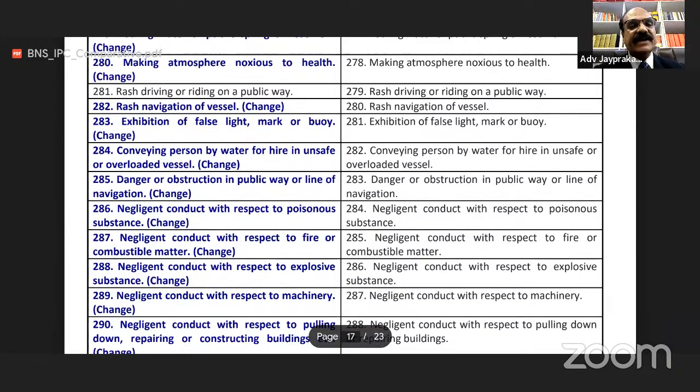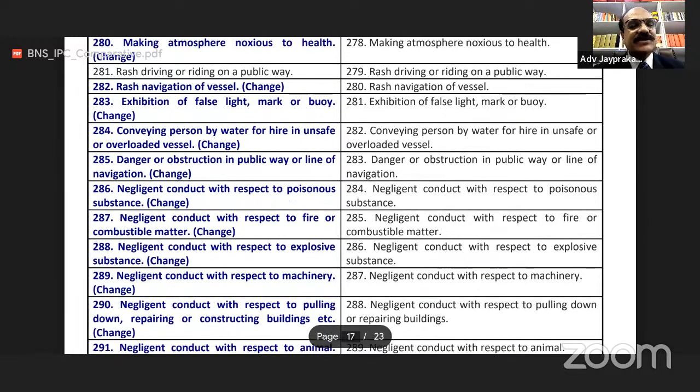BNS section 281, rash driving or riding on a public way. Rash driving or riding on a public way is also an offense. If an accident happens due to this, that is a different offense, that may be a homicide. But even if you are not harming anybody, but you are rashly driving, it is still an offense. Earlier section was 279. Section 282, rash navigation of vessel.